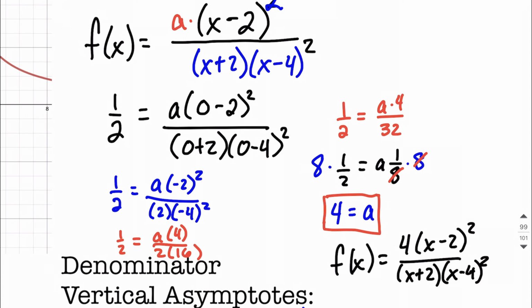Now don't forget about the a, plugging in one additional point, and then solving down for a, plugging it back in. All right, hope this helps out as you're working on finding the equation of rational functions graphs. Good luck.